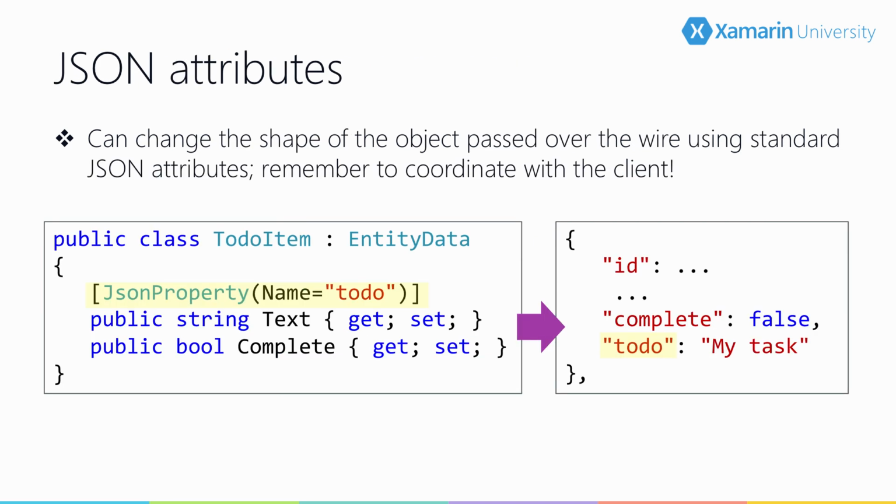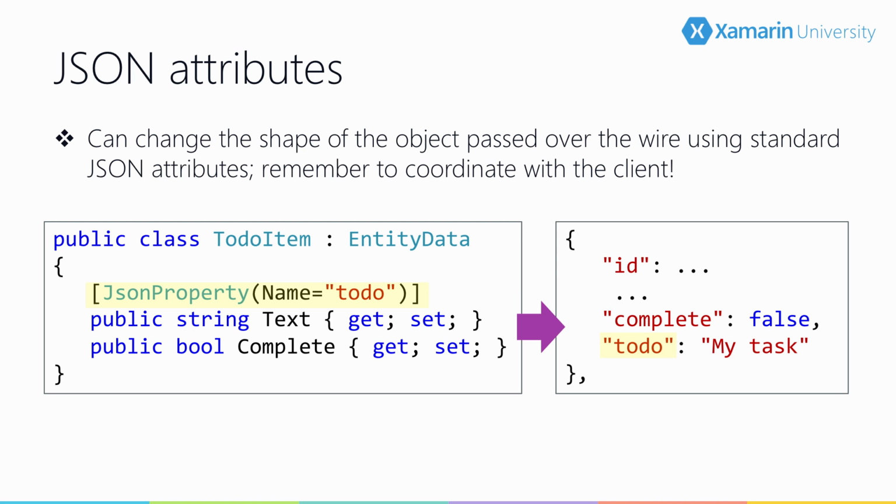The other duty of this object is as the DTO, which is passed over the network connection. The NAD Framework attributes have no bearing on this mapping. Instead, we're going to use either data annotations or JSON.NET attributes to control this mapping. Now, as an example, here we're setting the name of the field that's passed in the JSON data structure to be to-do instead of text.